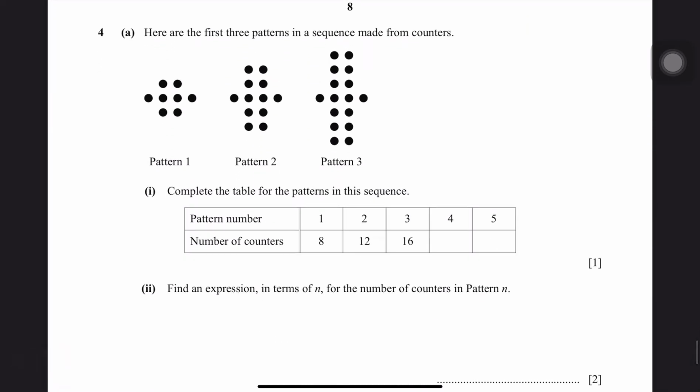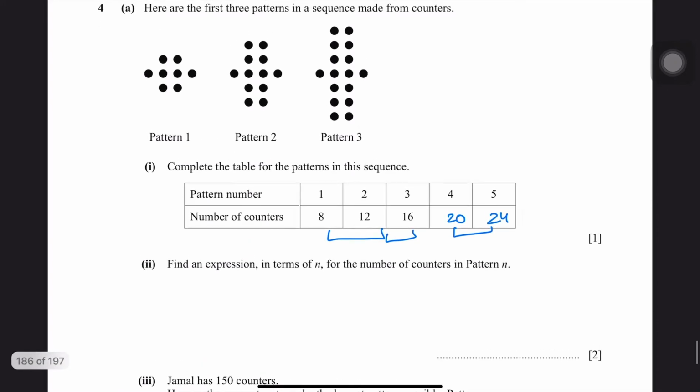Okay, so the next question is about sequences. Complete the table for this sequence. So I see that 4 dots are being added, so it's 20, and then that's 24. Find an expression for the number of counters in pattern n. So this is a linear sequence. So the linear sequence is first term plus common difference times n minus 1.